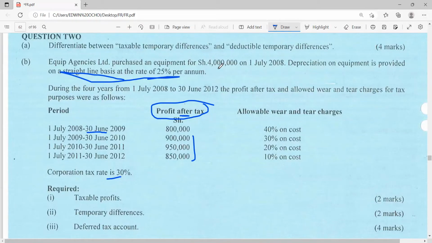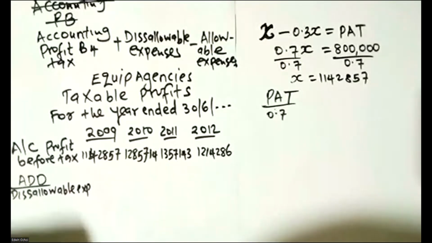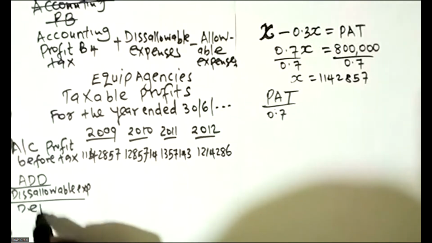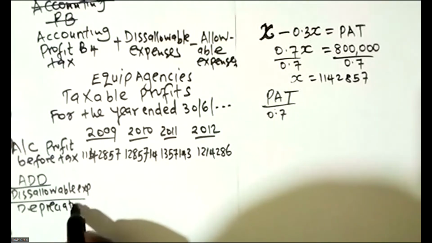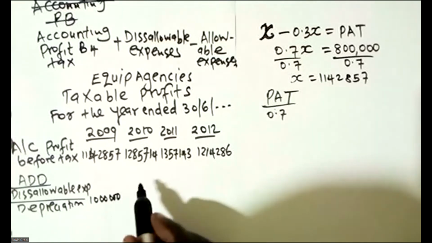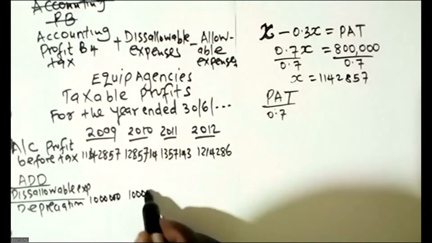4 million times 0.25. So that is 1 million. 4 million times 25%, that is a flat rate of a million. So remember that the disallowable, the first one is depreciation. So we have 1 million.